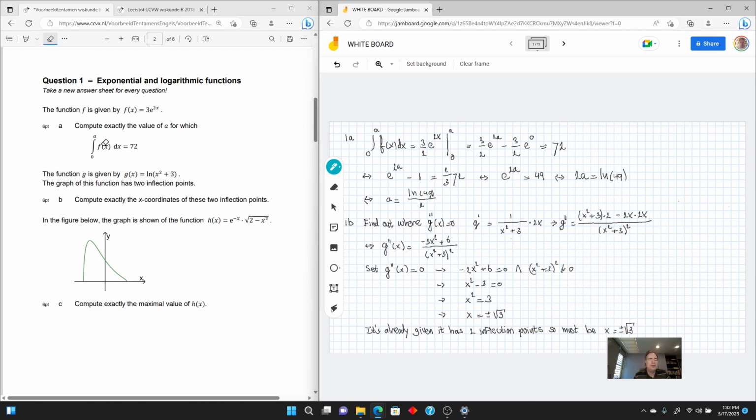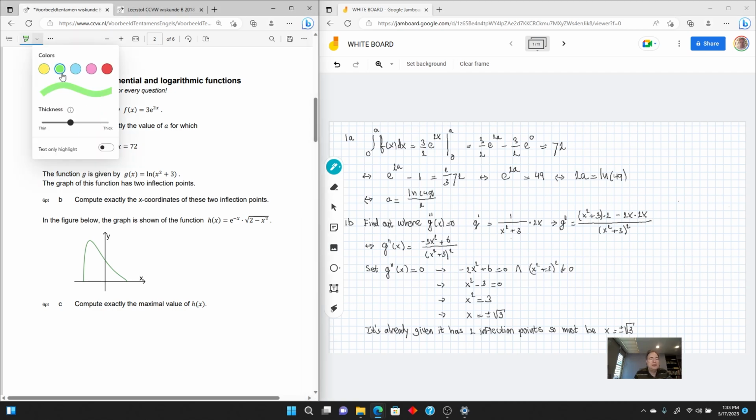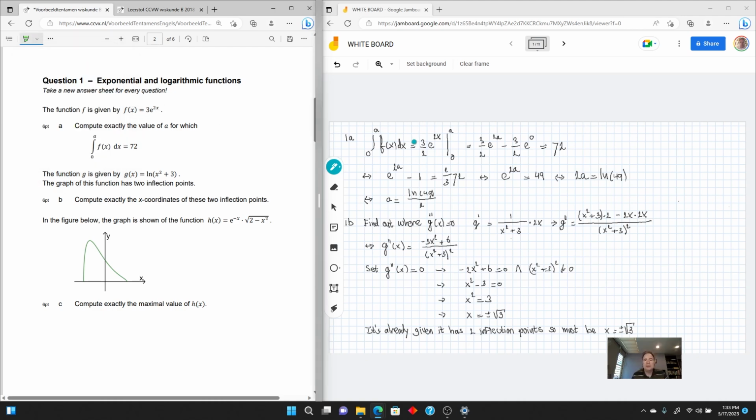And we have this integral here from 0 to a of this function. And they're asking for which value of a, so which value of this upper boundary, this integral is equal to 72. So this is what we call an inkomertje in Dutch, just to warm up the fingers and the brain. It's not so difficult.